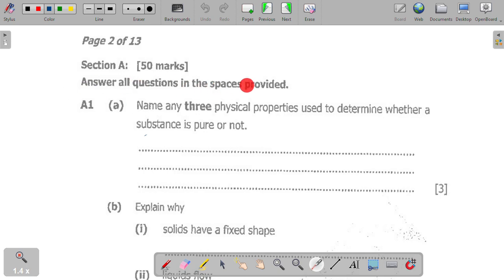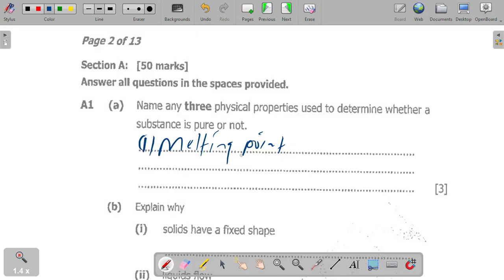Right, answer all the questions in the spaces provided. A1A, the question is, name any 3 physical properties used to determine whether a substance is pure or not. Any 3. Okay, so what do you need to do here? You only need to mention. All right, so what are these physical properties? Number 1, we have melting point.